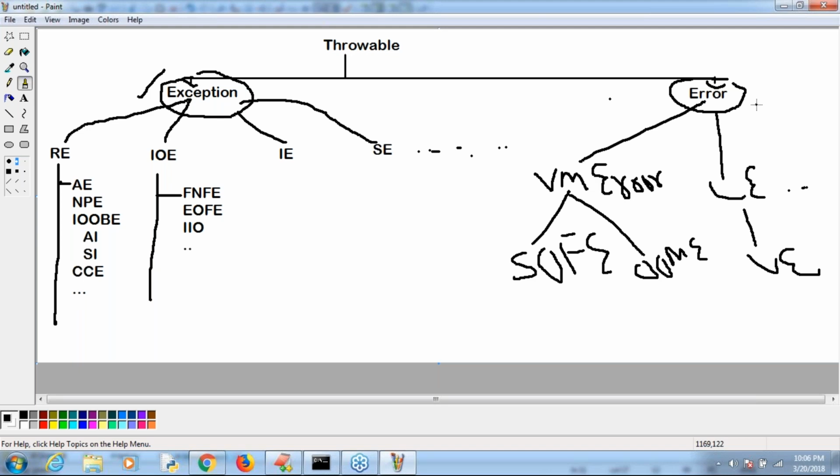Next, what are the various child types? Hundreds of exceptions are there. I'm just providing a basic idea. Next, the most valuable question for the interview room.